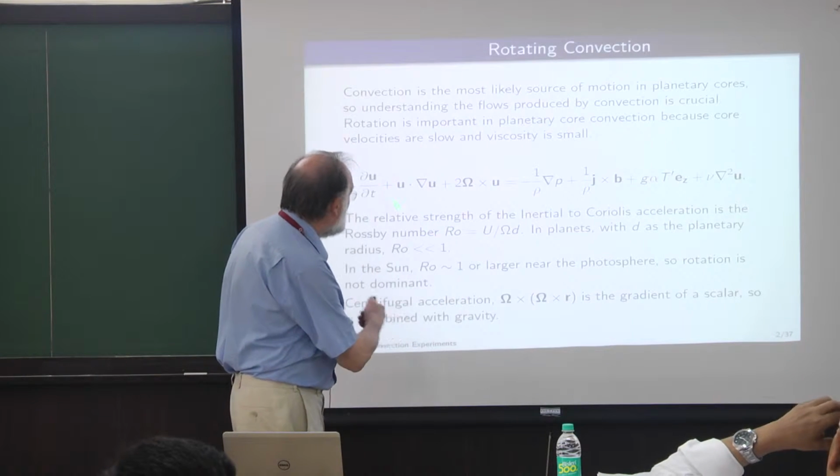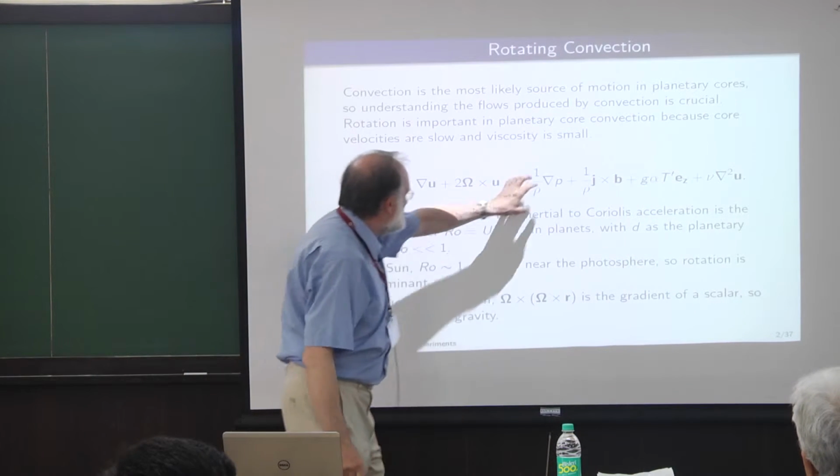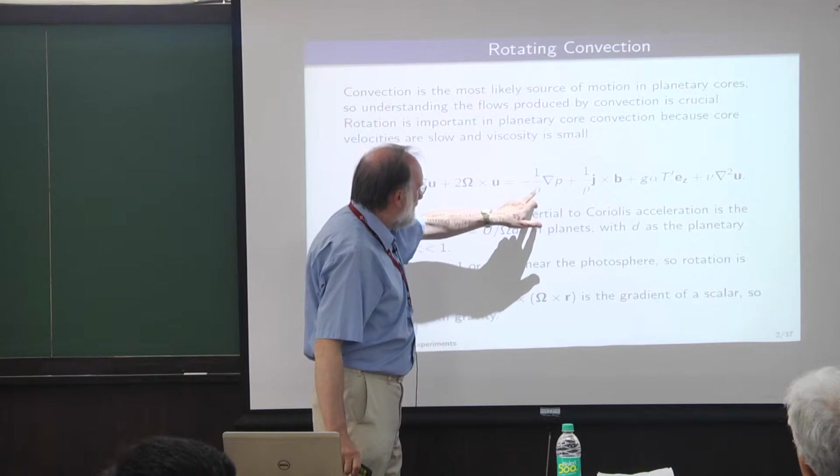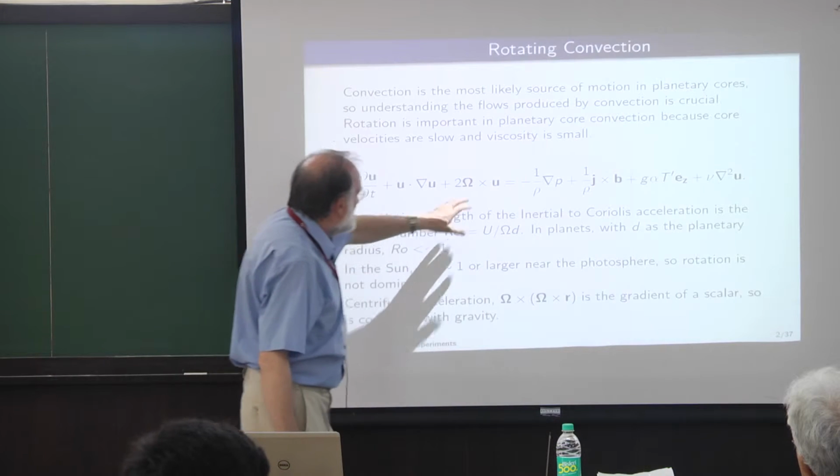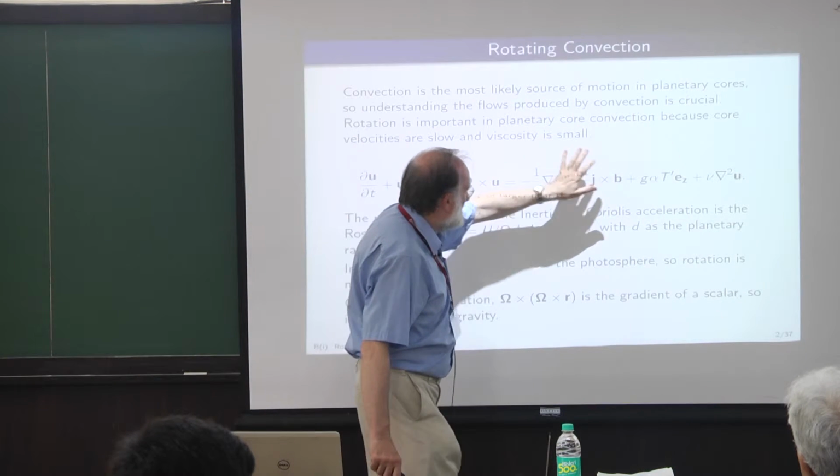So that equation there. The pressure, of course, disappears. We're assuming it's a constant density fluid. We're thinking of water or mercury. So take the curl, that goes away. I'm ignoring that.